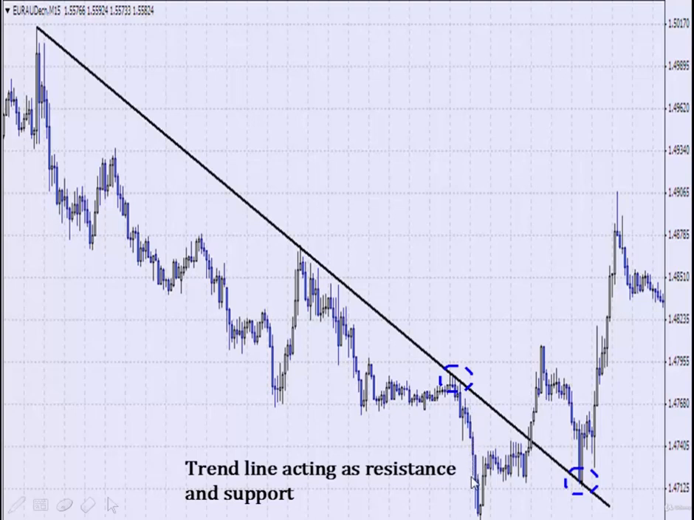Okay, so the market is in a downtrend. We have the trend line acting as resistance, and we also have the tweezer top candlestick pattern, and the market fell. Here we have break of downtrend line. The market falls to the backside of the trend line, finds support, and begins to rally. Okay, so always remember, trend lines can act as both resistance and support.